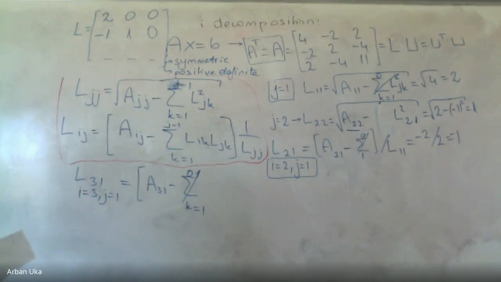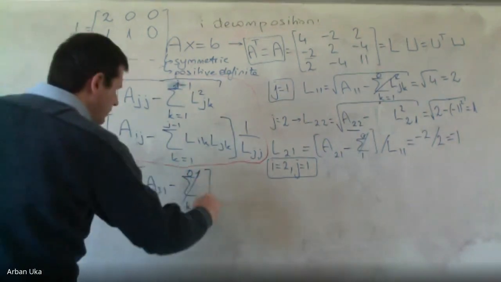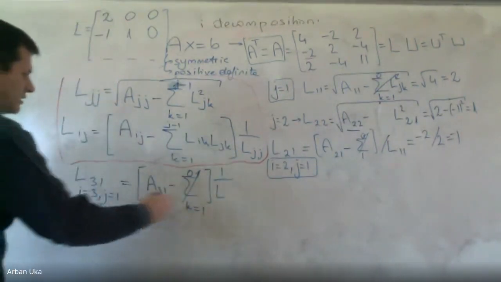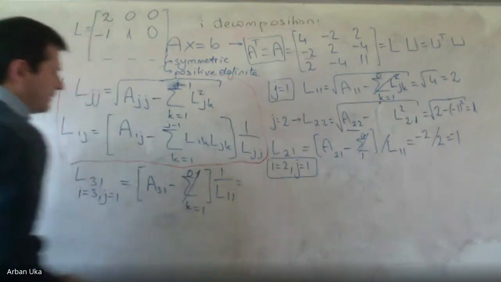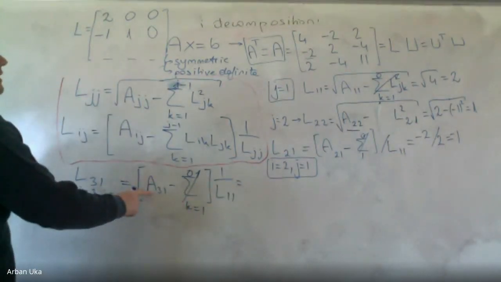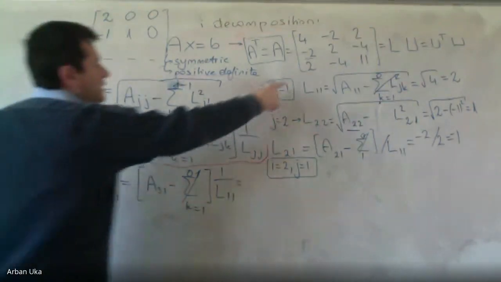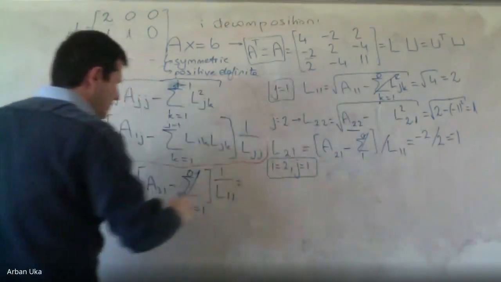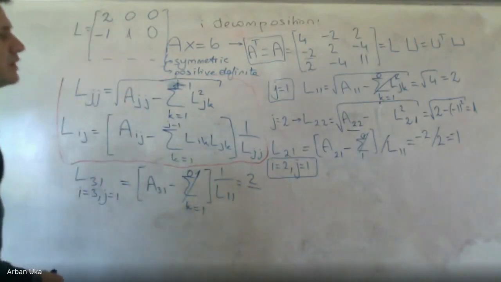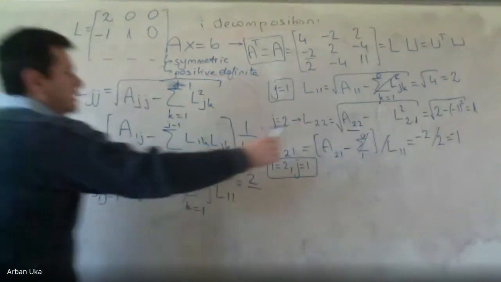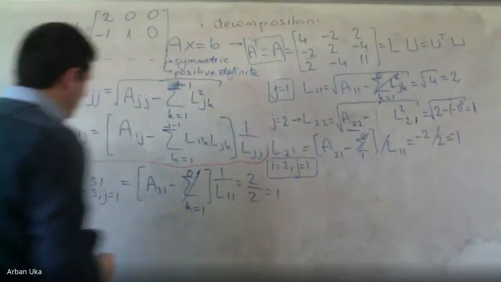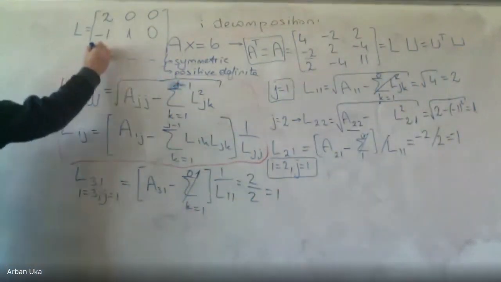And then we have to multiply with 1 over Ljj, which is L11, which we get equal to A31. A31 is this 2 here. So we get 2 over L11, apparently we get 2 here. Over 2, we get 1. So L31 is 1 here, okay?